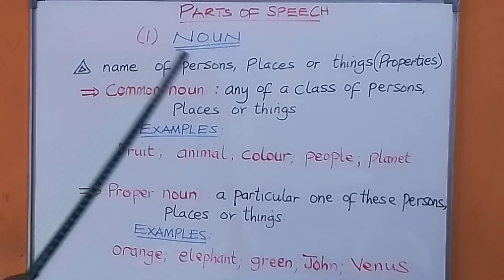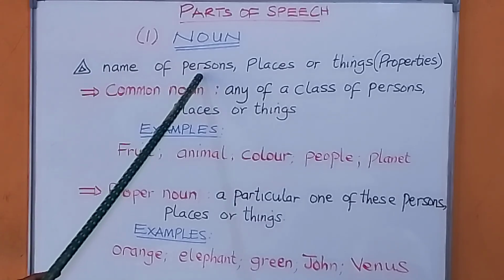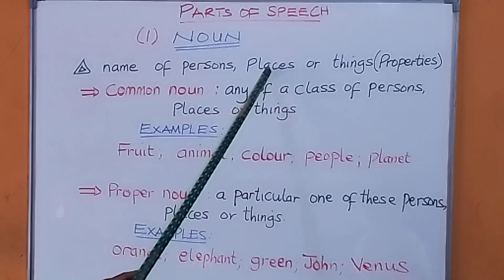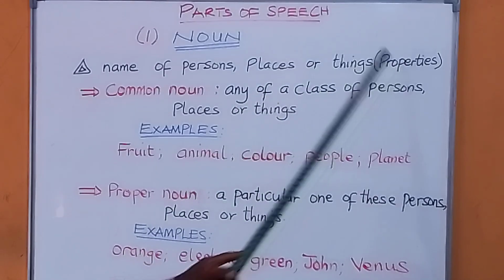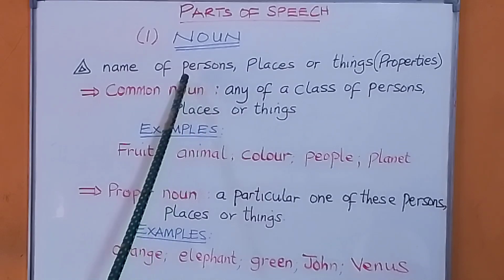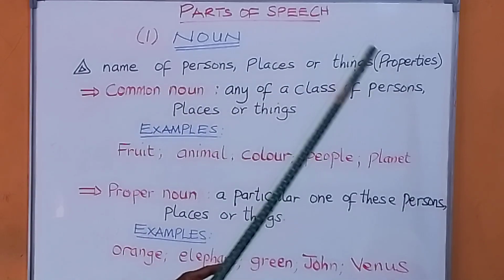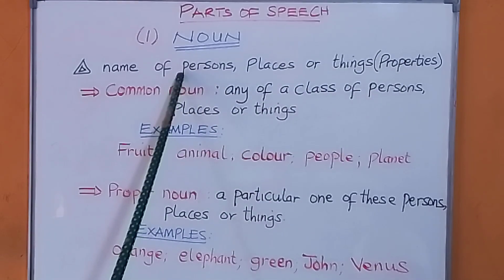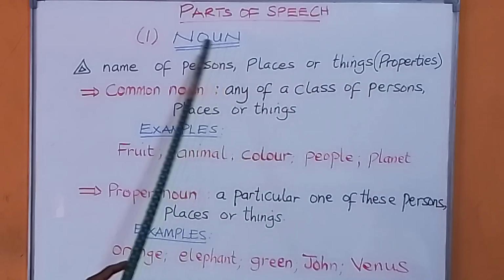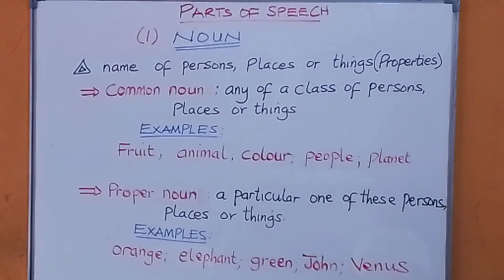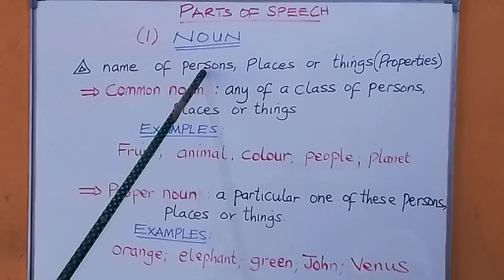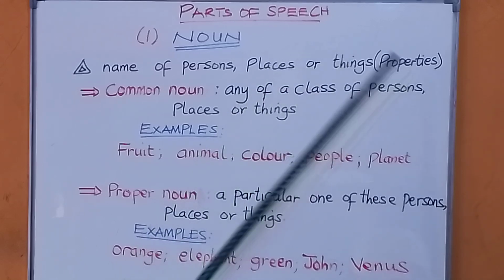Whatever name, whether it's the name of persons, places, or things or properties. Normally I put it like PPP. That's why I put this property: persons, places, and property. So you remember PPP, okay? This property we take as things. So a noun is a name of persons, places, or things.